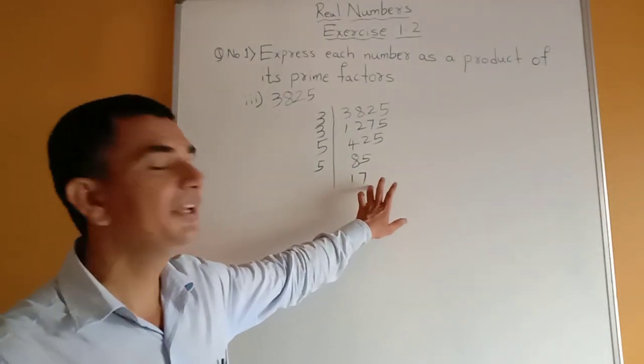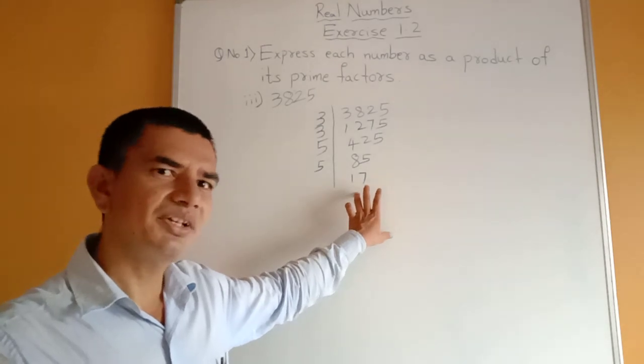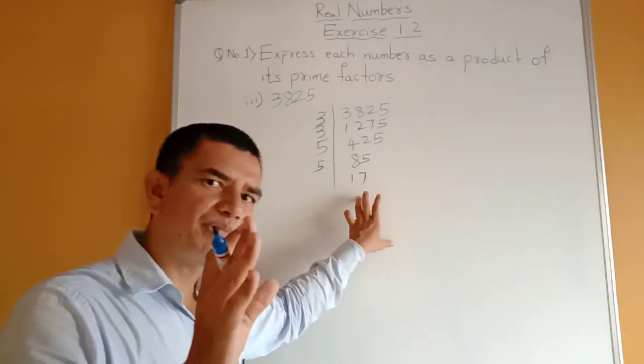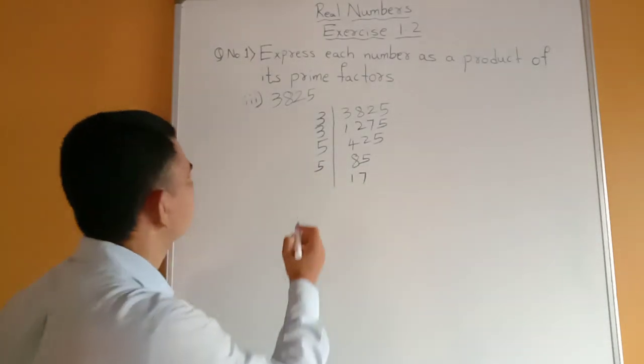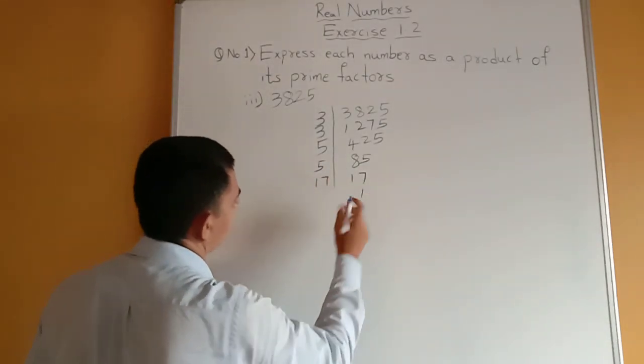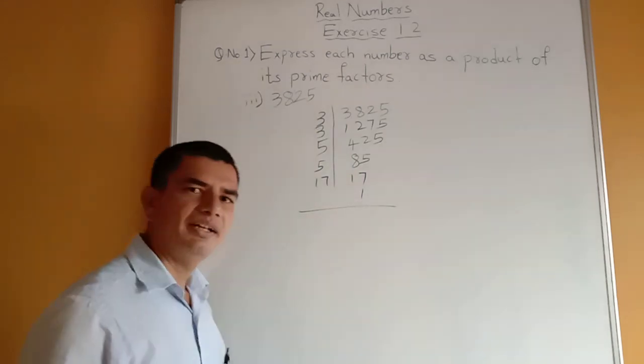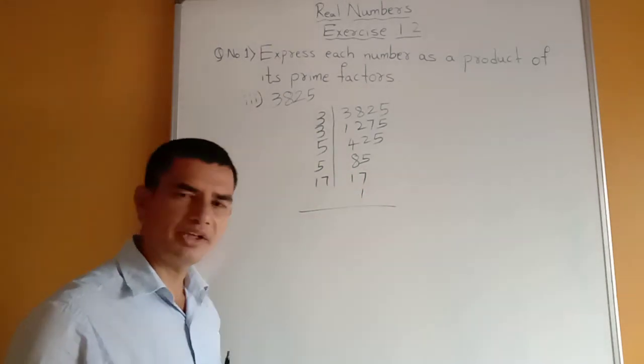In which table it is divisible? Say 17 also, it's a prime number, so we can take directly as a 17. 17 ones are 17. Now it ends because we got here 1.